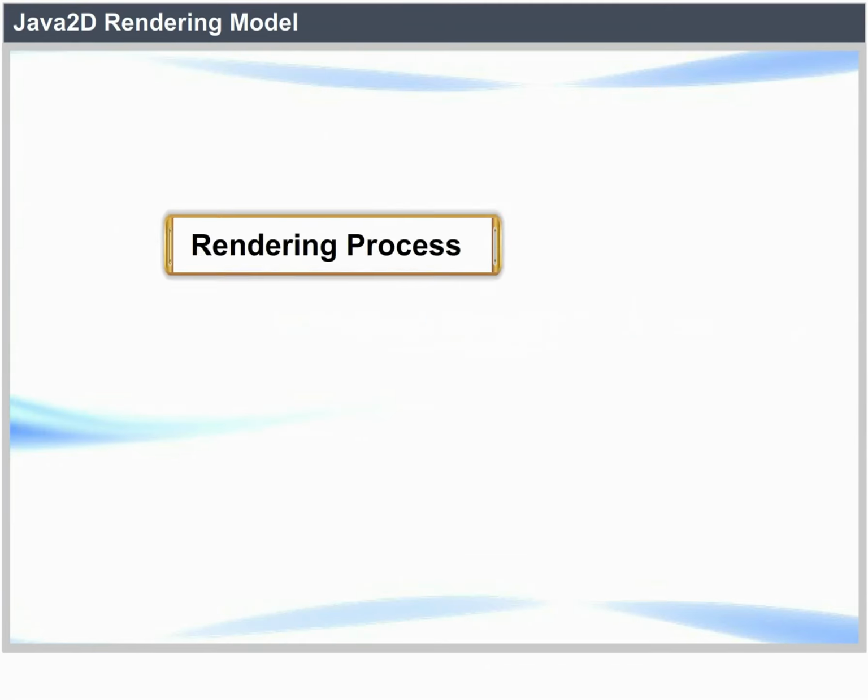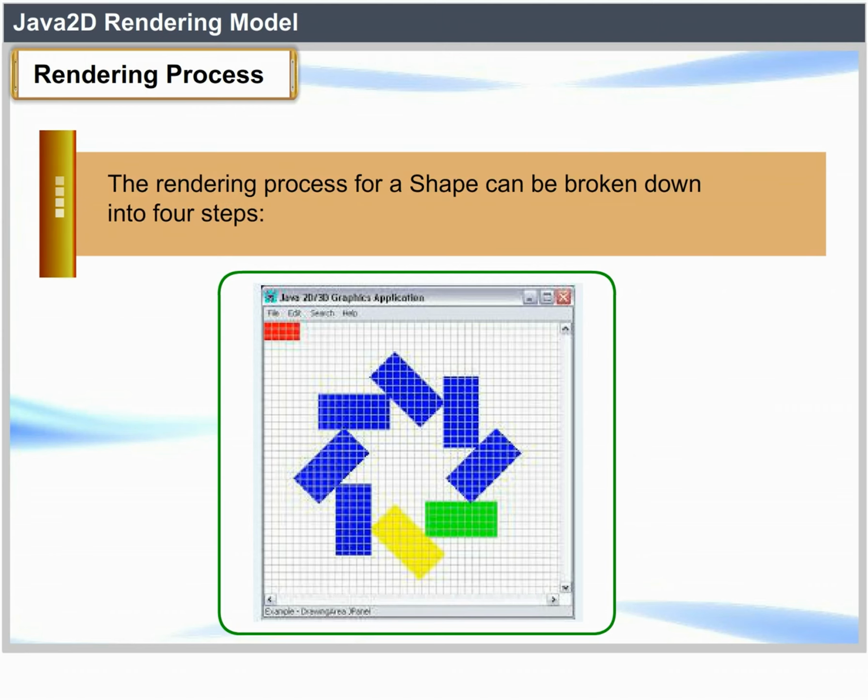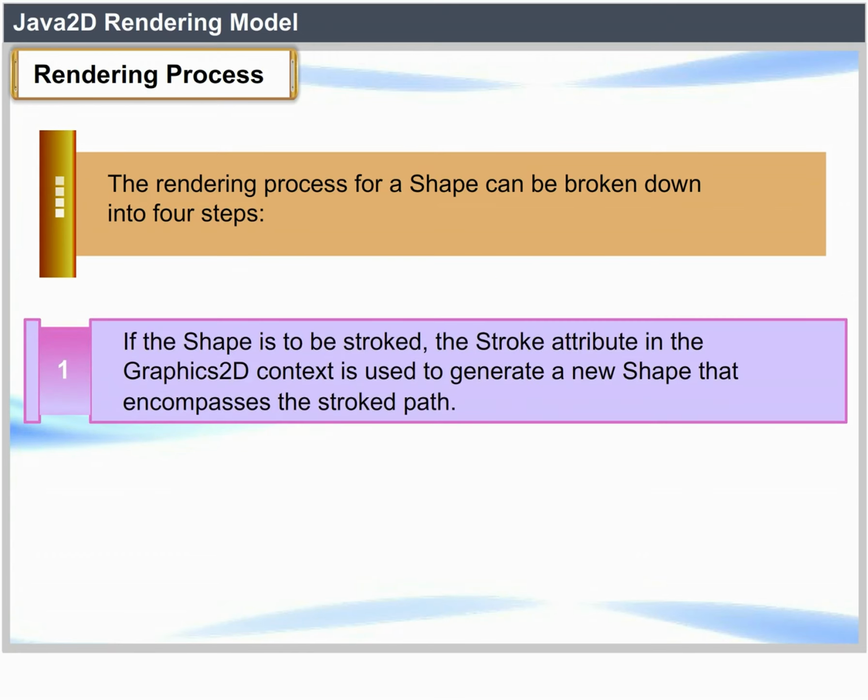Rendering process. While rendering a graphic object, the geometry, image, and attribute information are combined to calculate which pixel values must be changed on the display. The rendering process for a shape can be broken down into 4 steps. If the shape is to be stroked, the stroke attribute in the Graphics2D context is used to generate a new shape that encompasses the stroke path.